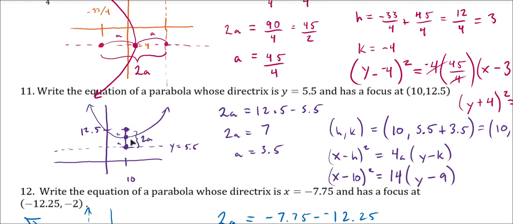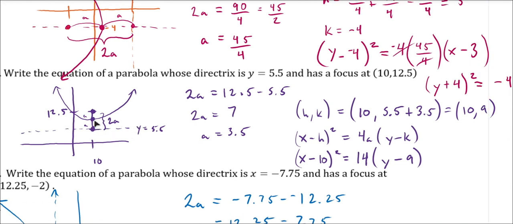We want to find out what a is, so we take the difference of those two things and then take half of that in order to find a. That gives us a value of 3.5 for a. Now where is our vertex? Well, it's halfway through. It's at the midpoint of this line segment connecting the focus and the nearest point on the directrix. We could find that by going up by a from 5.5.